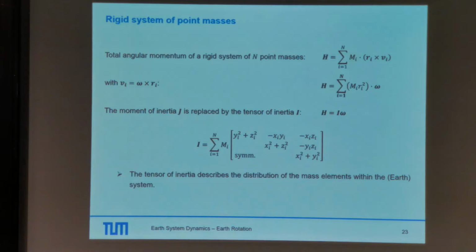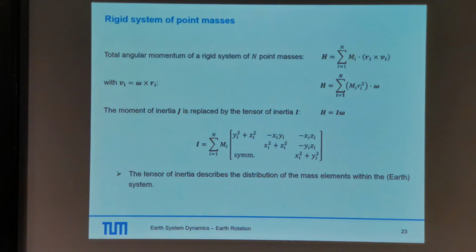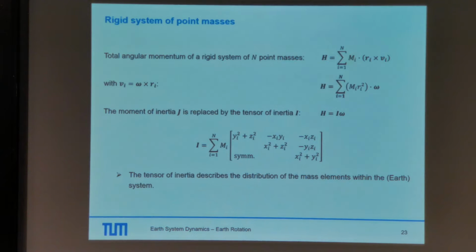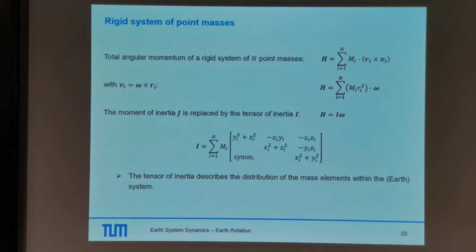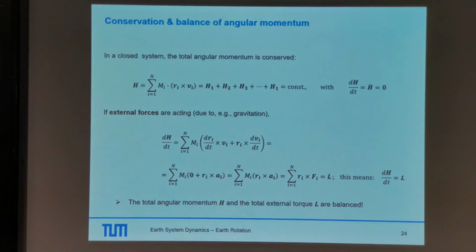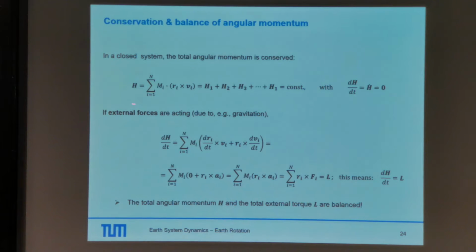It's a symmetric matrix, the tensor of inertia. This matrix describes the distribution of mass elements within the Earth system. We will see in a couple of slides that this tensor of inertia gives us a time-dependent picture of the Earth, of the mass redistribution within the Earth system. So if we have any mass redistributions in the Earth system, somehow this will affect the different elements of this matrix.